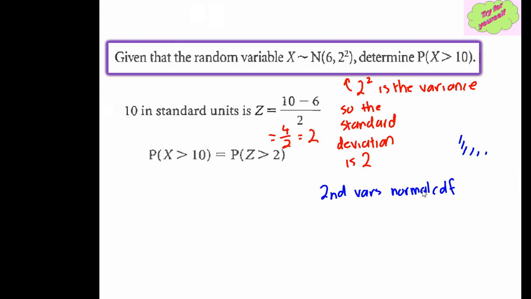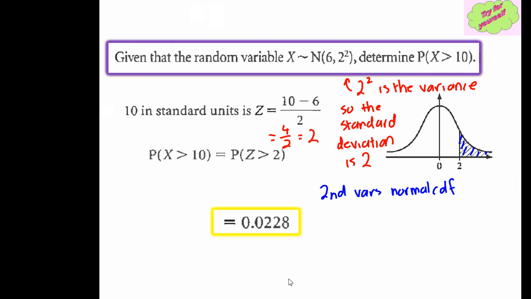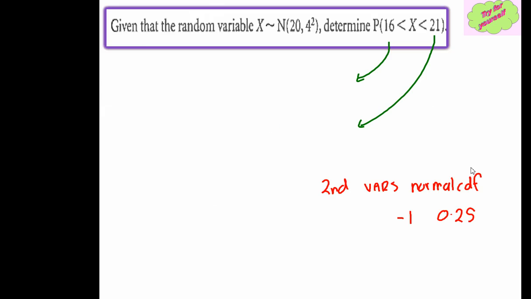So we go Second Vase, normal CDF. The lower bound is 2 because Z is greater than, so it's greater than this time. Lower bound is 2, the upper bound is 1e99, positive 1e99. Remember, because we've transformed it into the standard normal curve, we put in the mean as being 0, and the other thing is being 1. So 0.0228, because it's less than 0.5, makes sense.